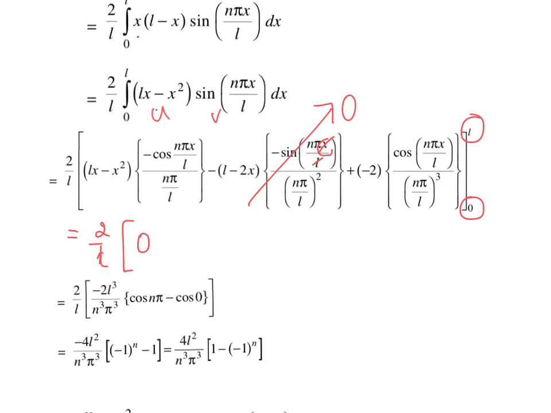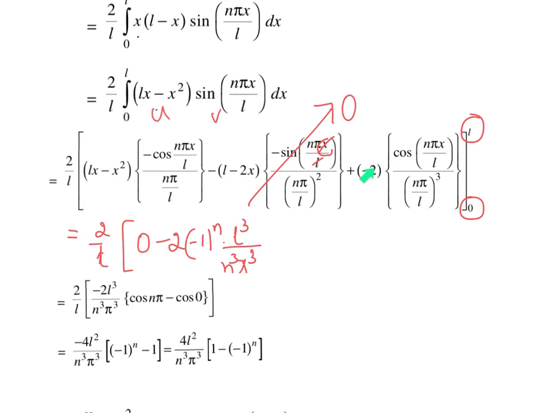Next we have minus 2. When you take x equal to L here, we get cos n pi. So we keep cos n pi as it is, or you can directly write it as minus 1 power n, divided by n pi by L whole cube, which can be written as L cube by n cube pi cube. Now we substitute the lower limit. There also the first term becomes 0, because x is 0, so this complete term becomes 0.